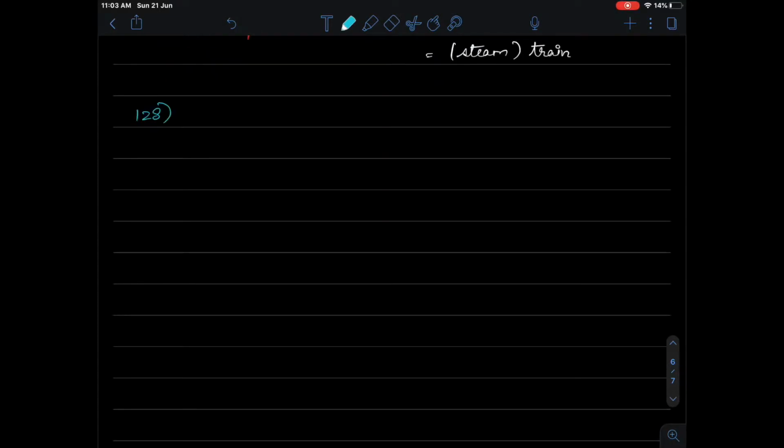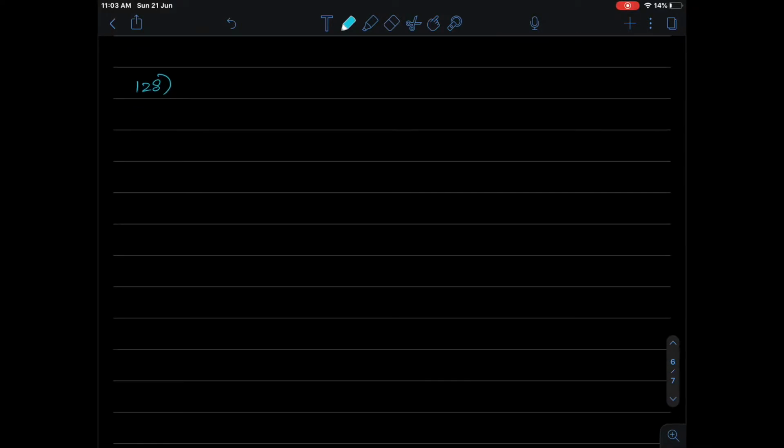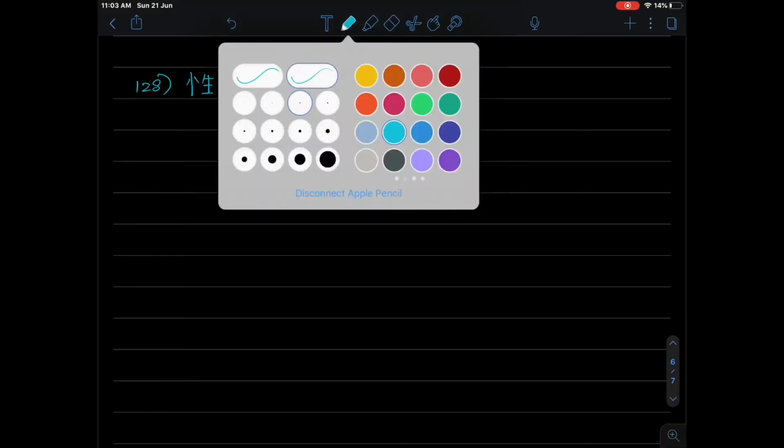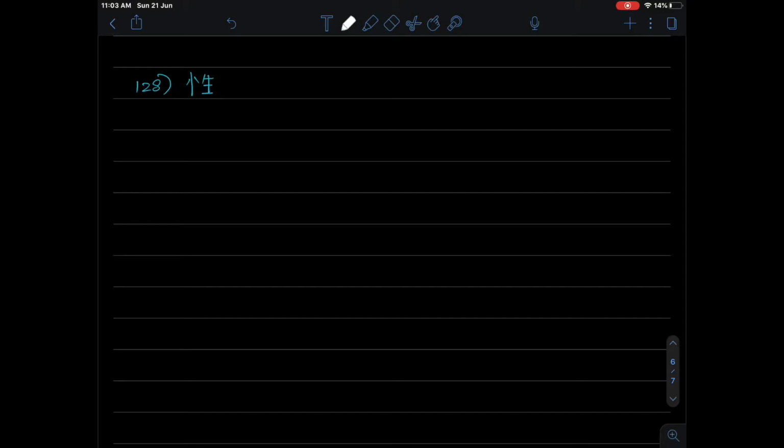Number 128. This is how that looks. You have 1, 2, 3, 4, 5, 6, 7, 8. Okay. Let's see what is the meaning of this first. The meaning is nature, innate quality.